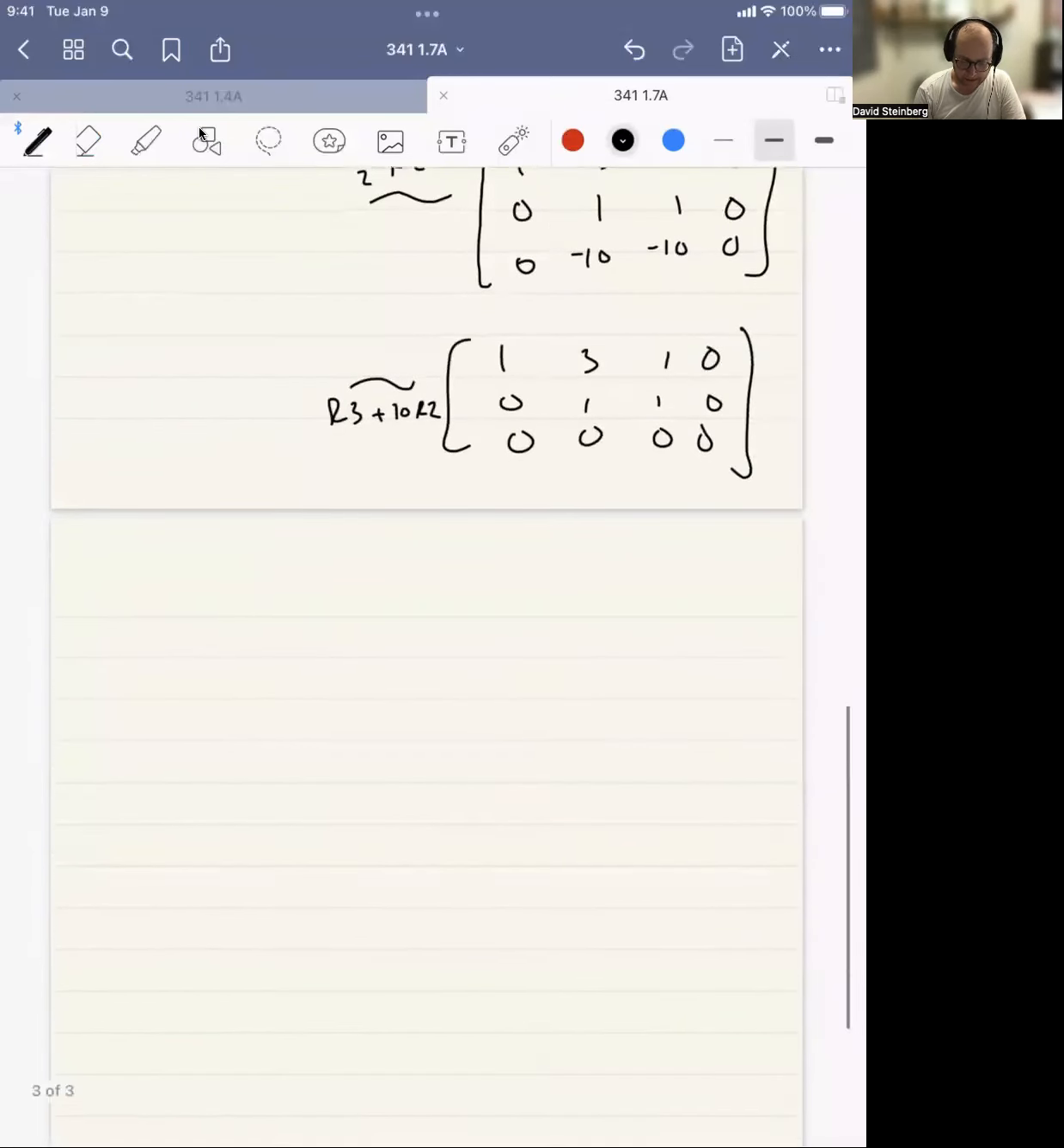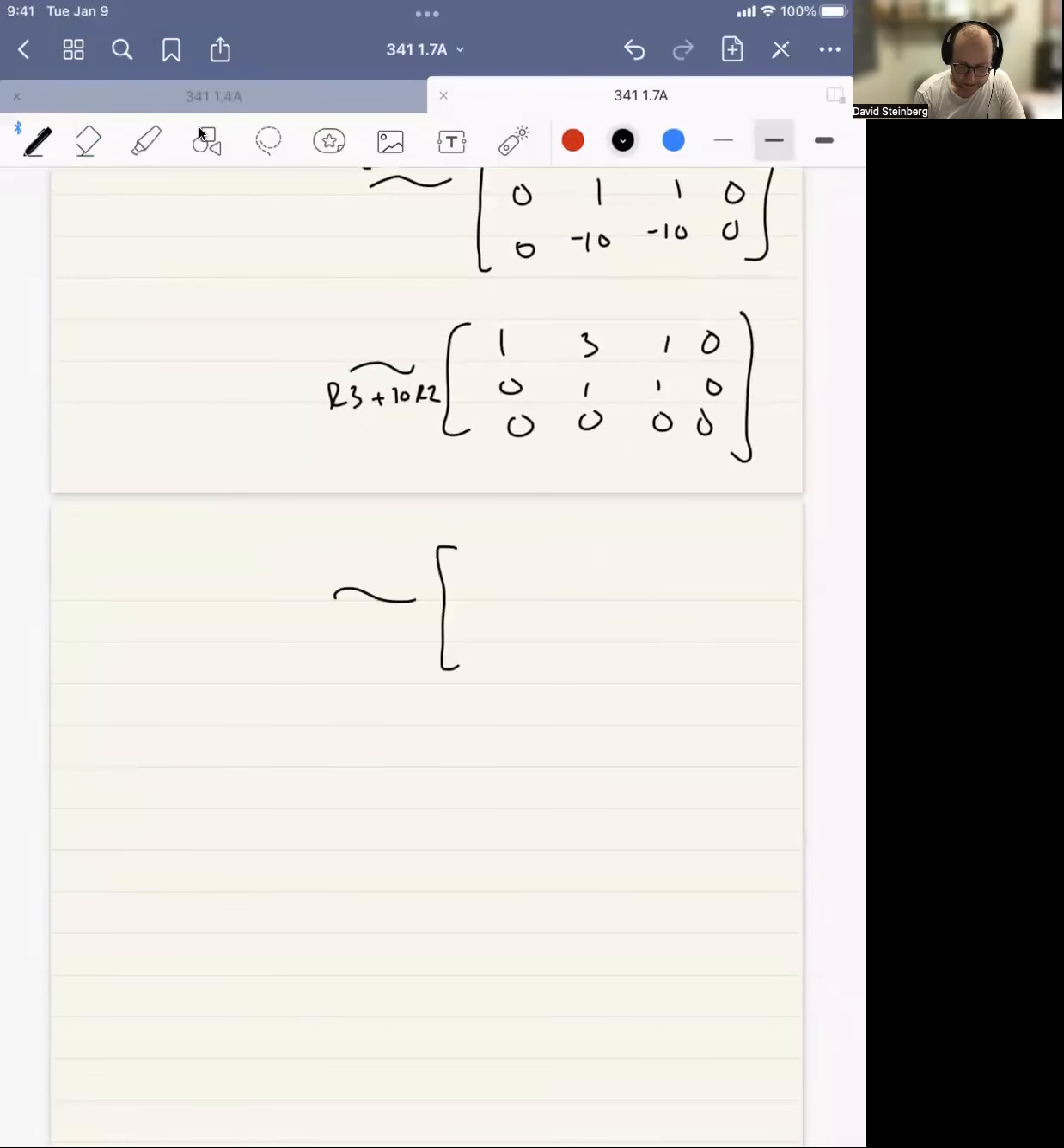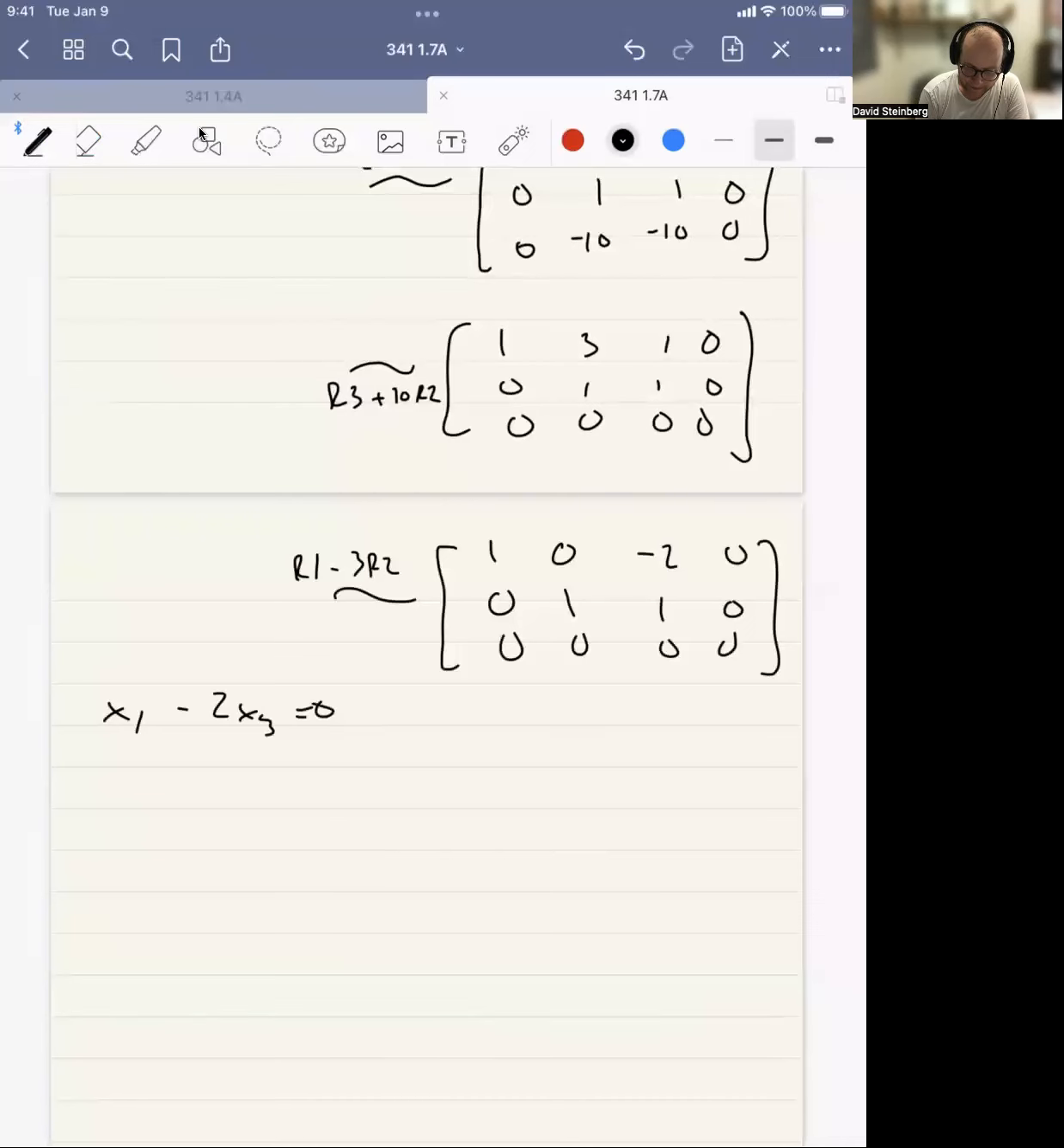Okay. Now what? The final thing we want to do is probably row 1 minus 3 row 2. So 1 minus 3 is minus 2, 0, 0, 1, 1, 0, 0, 0, 0, 0. And this is completely reduced. So we're getting now x1 minus 2x3 is 0, and also x2 plus x3 is 0. Or in other words, x1 is 2x3, x2 is negative x3, x3 is free.